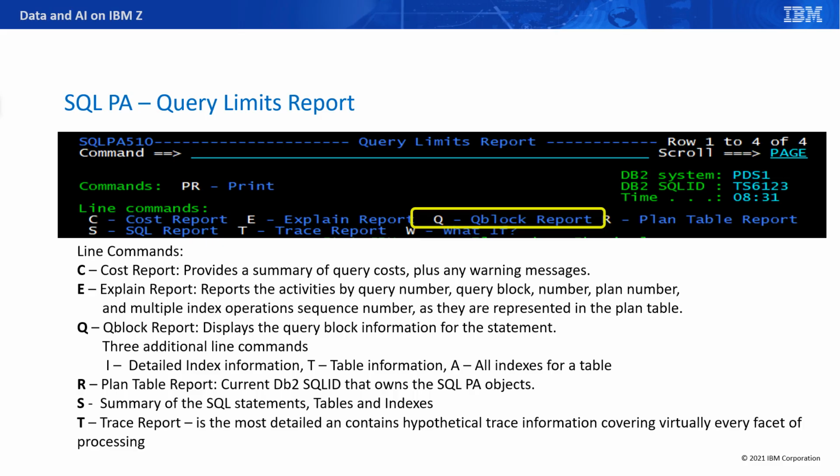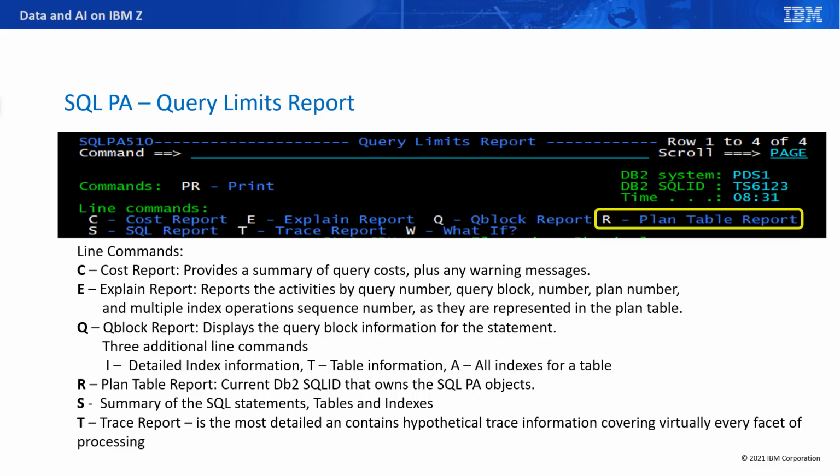There are additional line commands that are available if you select the query block report. The line commands of I, T, and A, depending on the level of detail that you are interested in. The plan table report helps the DB2 application designer and programmer understand the access path that was selected by DB2 for a given SQL statement. This report contains a lot of detailed information.